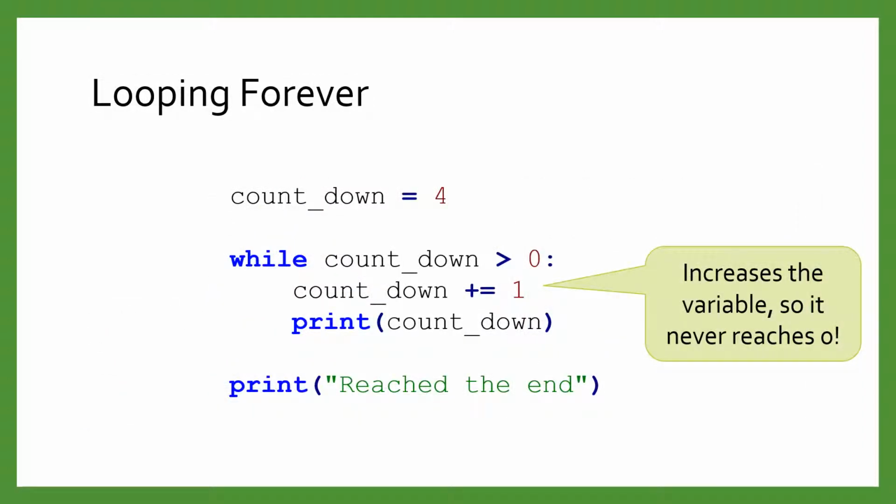A tricky thing about while loops is that it is easy to loop forever by accident. Consider the code below. Because the variable countdown is only ever increasing, it will never reach 0, and the loop never ends.